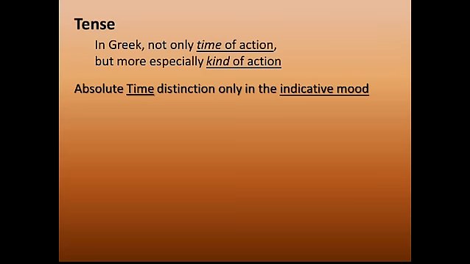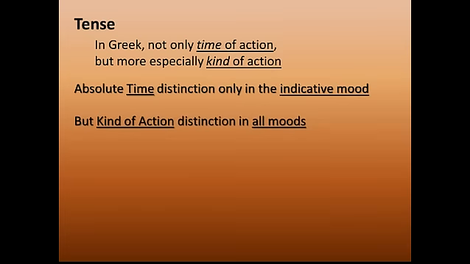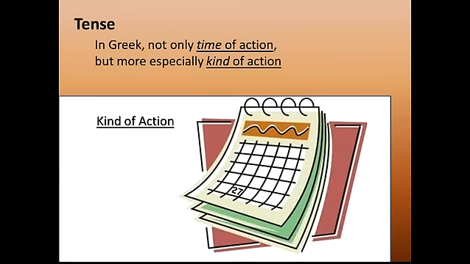Or another way to say that is, it is only in the indicative mood that time indication is inherent in the verb, certainly in an absolute way. But kind of action is something that is distinguished from one tense to another in all moods, not only in the indicative mood. So what do we mean when we say kind of action?